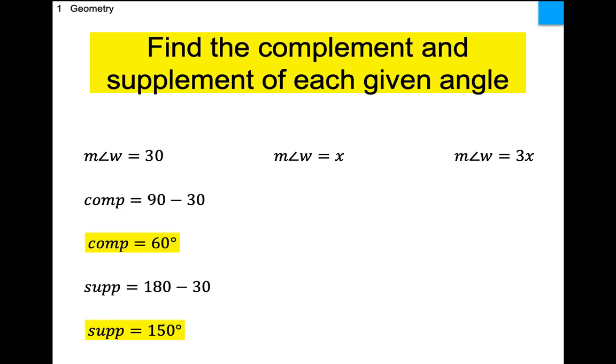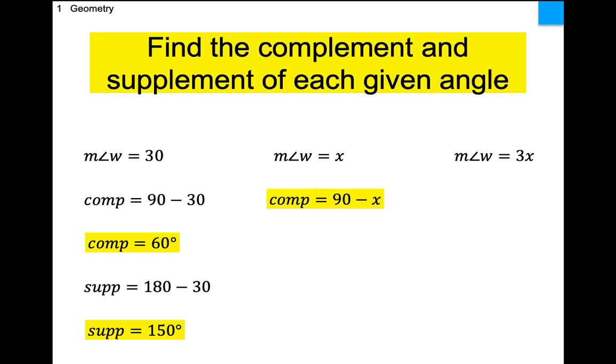So how did we find the complement over here when I told you it was 30? How did Seth find the answer? Well, subtract. So we're going to subtract. So what am I going to subtract? How do you find any complement? 90. Okay, so I'm going to do the same thing. Just instead of writing 30, I'm going to write X.